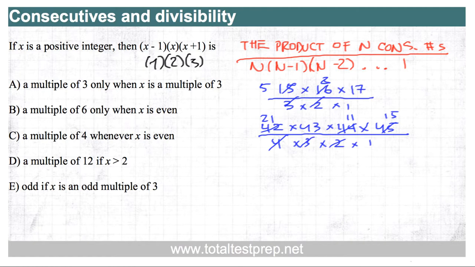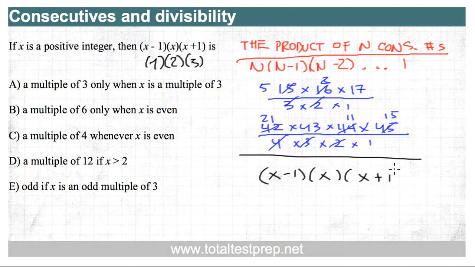So here we have three consecutive numbers: x minus 1, x, and x plus 1. These three consecutive numbers are divisible by 3 times 2 times 1. So what we see here is that no matter what x is, because we have three consecutive numbers, the product of those three consecutive numbers is divisible by 3 times 2 times 1.